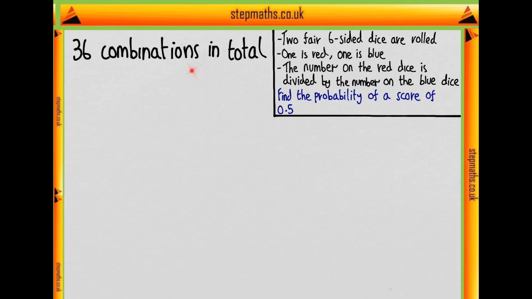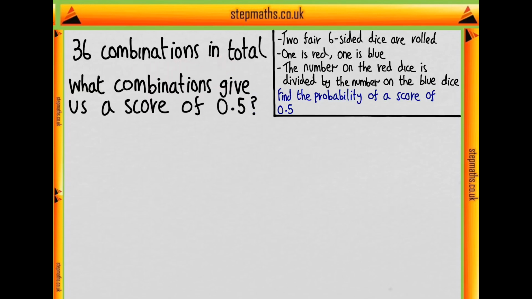So a red 3 and blue 3 is the same as a red 5, blue 2, red 5, blue 4, etc. They're all the same probability. And so, all we actually have to do is count up the number of ways we can score 0.5. And if we do that, divided by 36, we'll get the probability of getting a score of a half. So what combinations give us a score of a half?